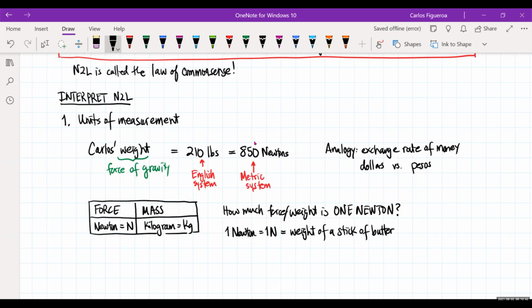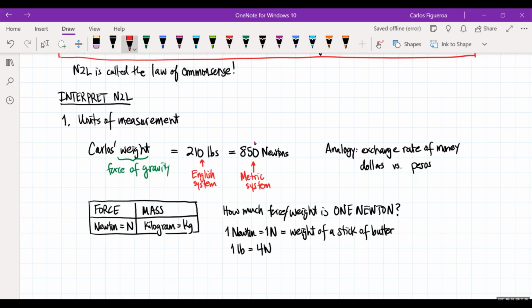Now, is that a good way to look at it? Probably not, but that's what it is about. And what you find here is that 1 pound, which is what I use most of the time, is about 4 Newtons. It's actually 4.25 Newtons.